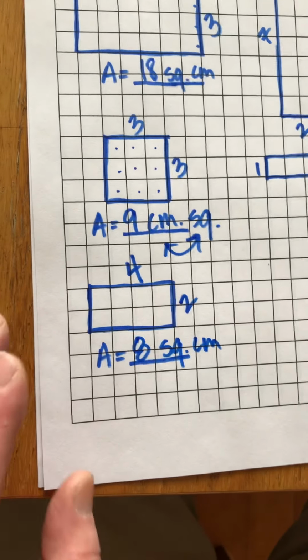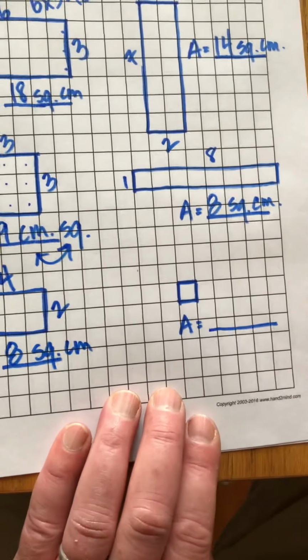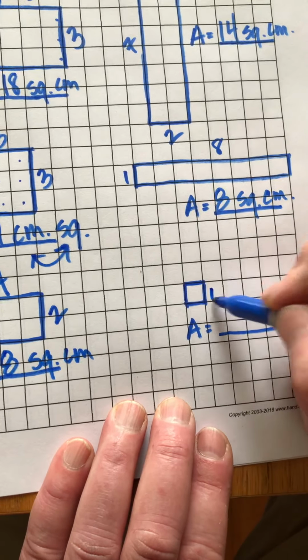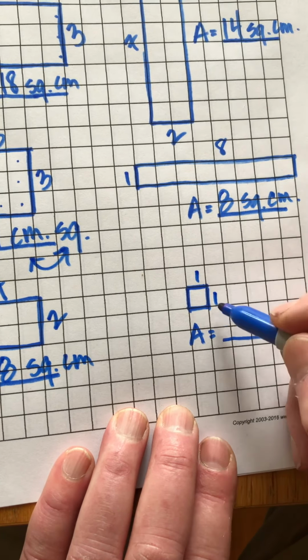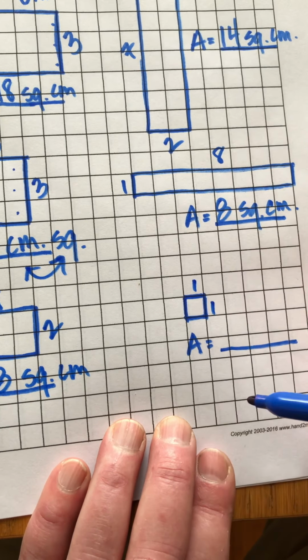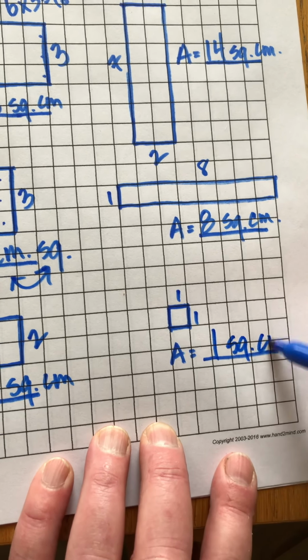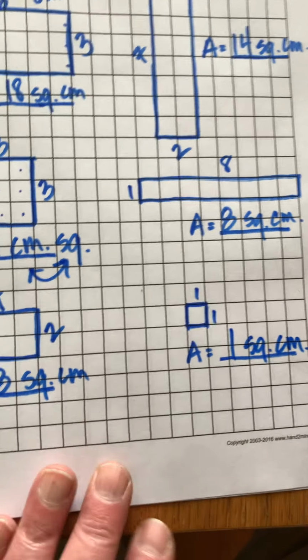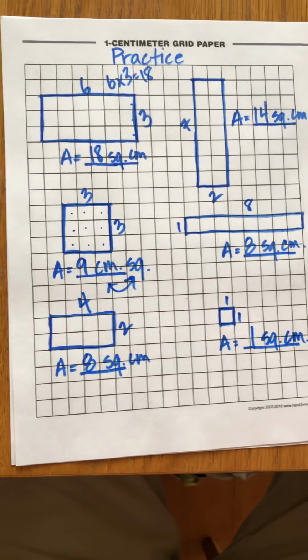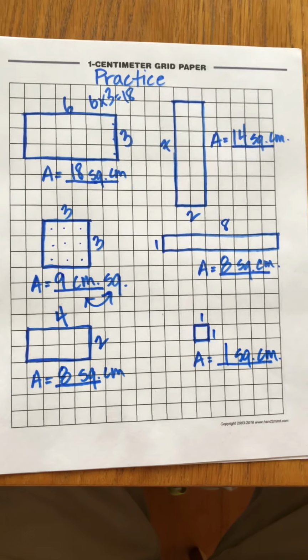Okay. Now, on to the hardest problem of the day. That would be this one here. Okay? So this is 1 by 1. So 1 times 1 is 1 square centimeter. Okay, so there you go. That is our lesson for today.